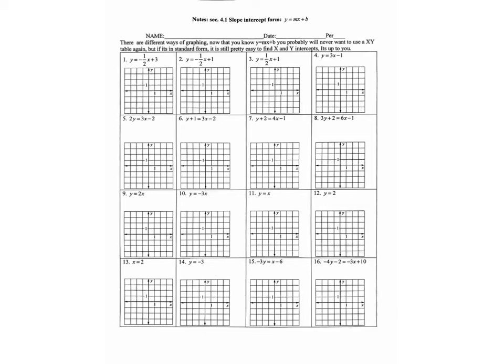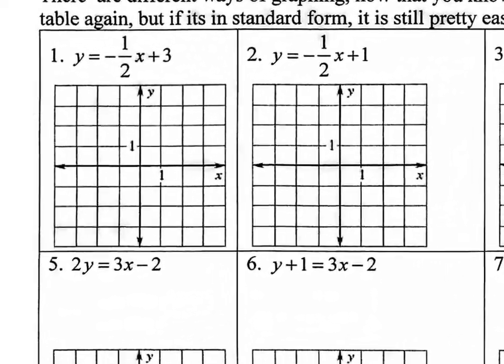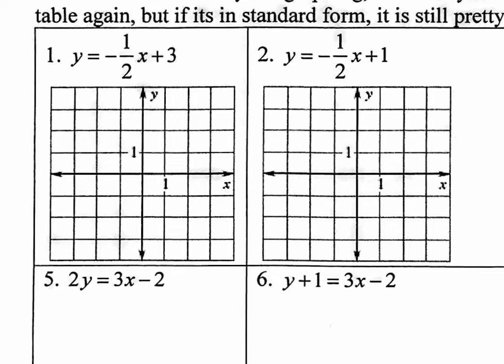So this is technically video number 3 on slope-intercept form, y equals mx plus b. What we're going to do on the back side of our notes, the actual homework part, is graph every single one of these slope-intercept form equations. Keep in mind that if it's not in slope-intercept form, y equals mx plus b, like number 5 is not, you're going to have to change it to get it into slope-intercept form. Because only when it's in slope-intercept form can you see the y-intercept and the slope.